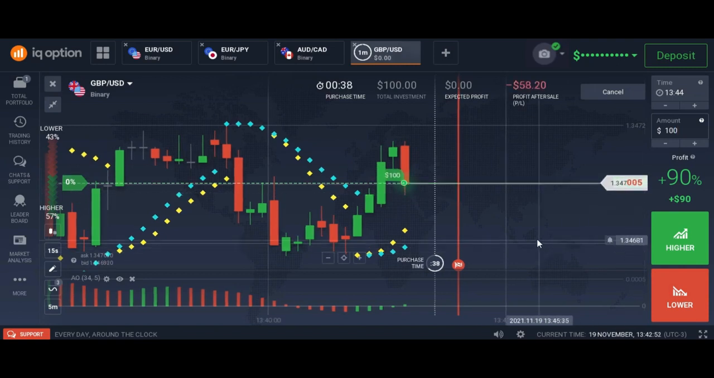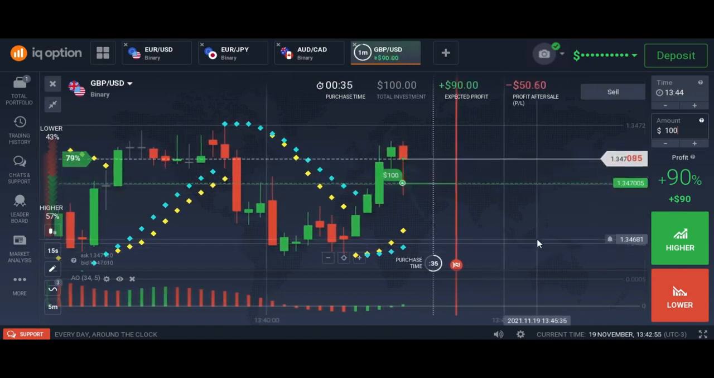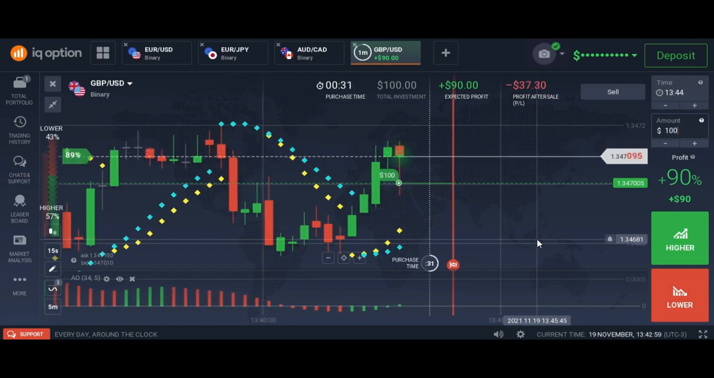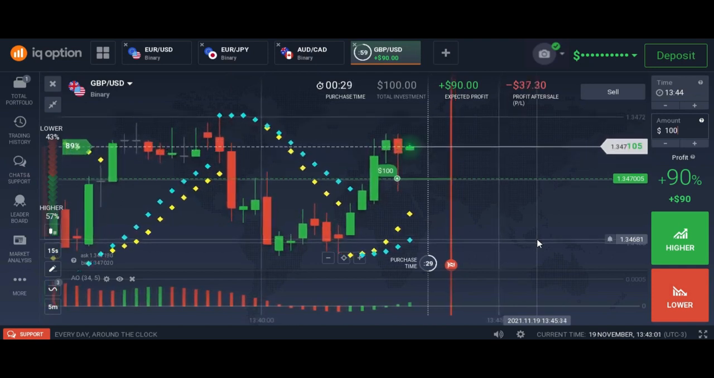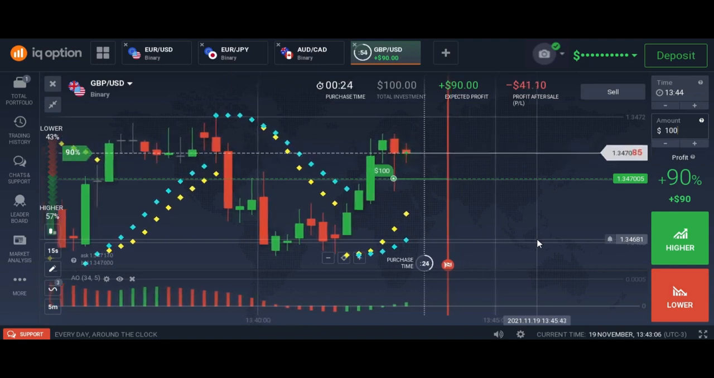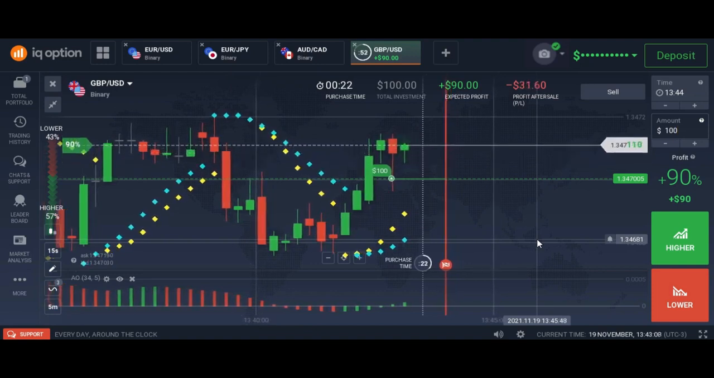I'm trading in OTC, so the strategy works well in OTC, but I recommend that you try it in the normal market because it will work better for you.